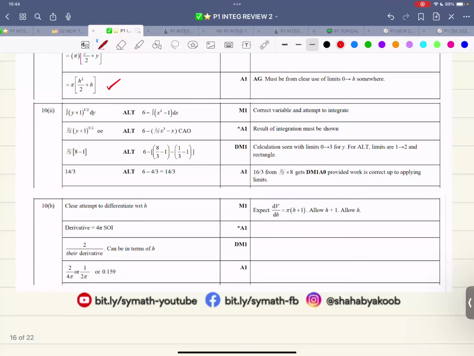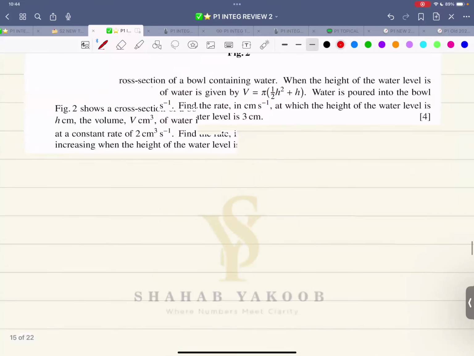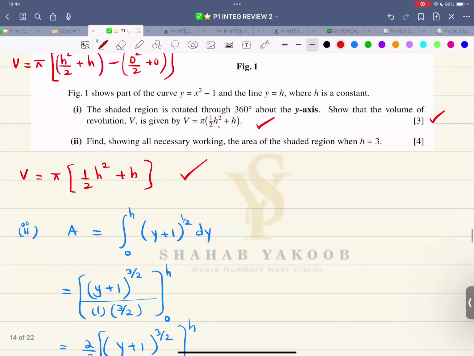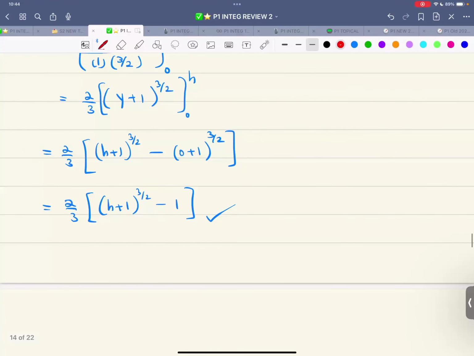Are they plugging in the values? I think they have given us the values. Let me double check. Now in part 2, it says when h is equal to 3. So what I did is that I got the answer in terms of h. Now plug in h equals 3. So area is 2/3 times (3 plus 1) raised to the power of 3 over 2, minus 1.